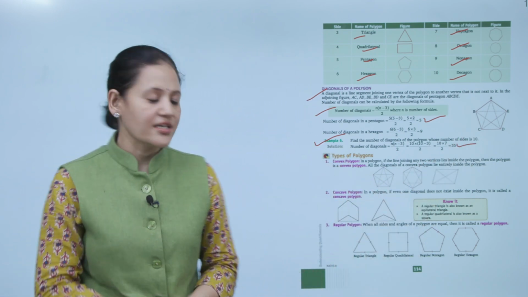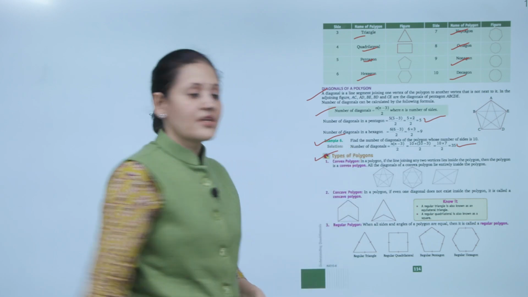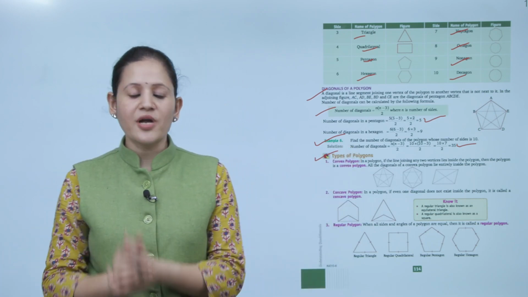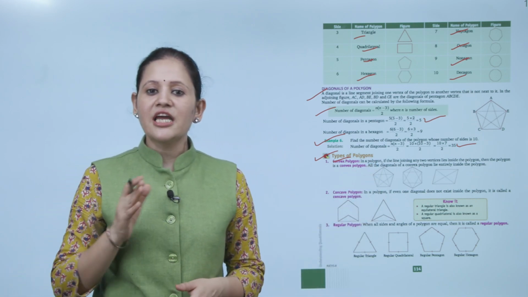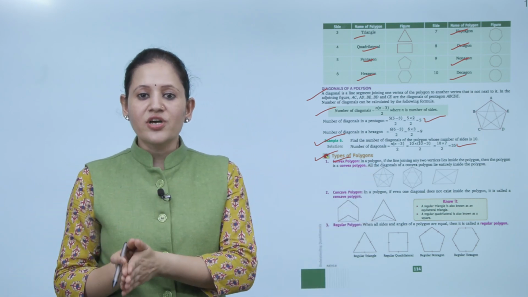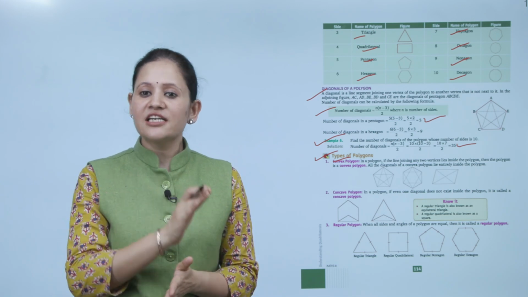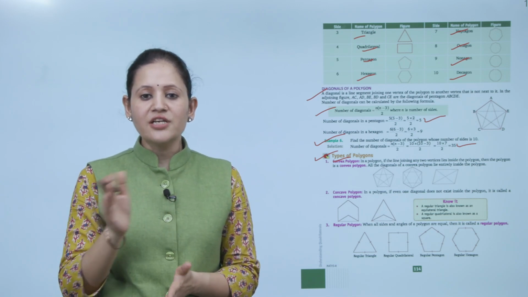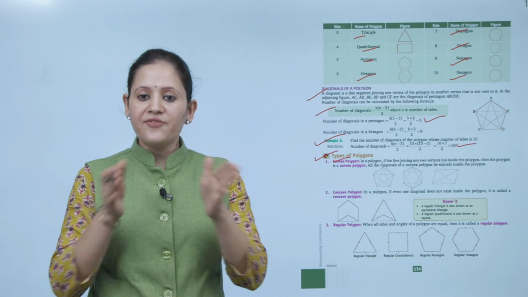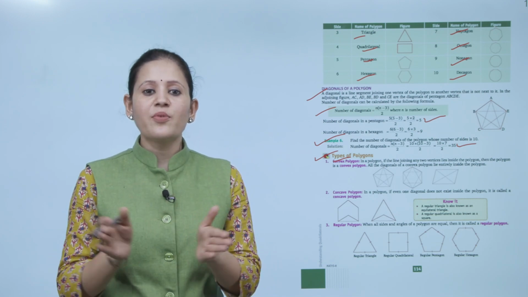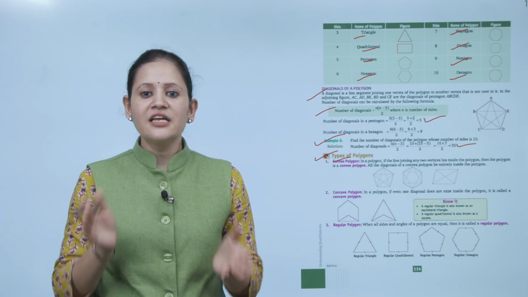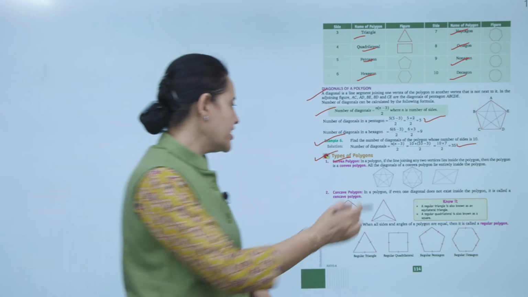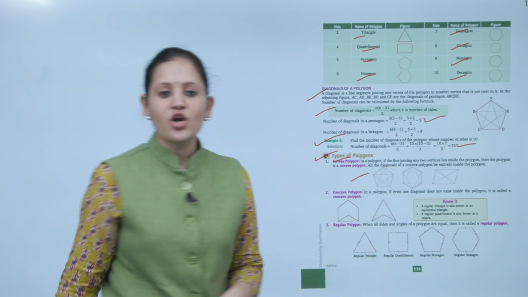Next is types of polygon. First is convex polygon. In a polygon, if the line joining any two vertices lies inside the polygon, then the polygon is a convex polygon. All the diagonals of the convex polygon lie entirely inside the polygon. So all these are the examples of convex polygon.